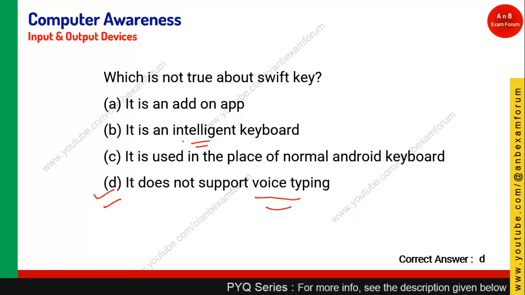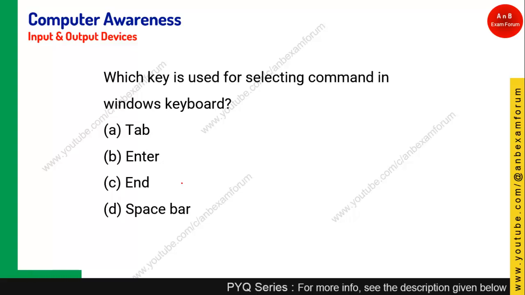If you press 5 times, a new pop-up will open. It can be added as an app, and it can be used in the normal Android keyboard as well. Okay, it supports voice typing also. So this is not true about Swift key. Swift key also supports voice typing. So option D is the right answer.